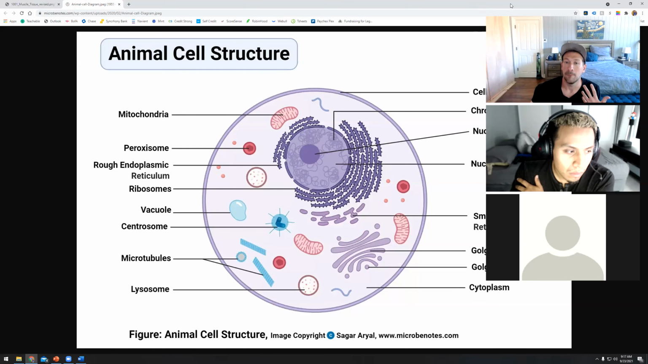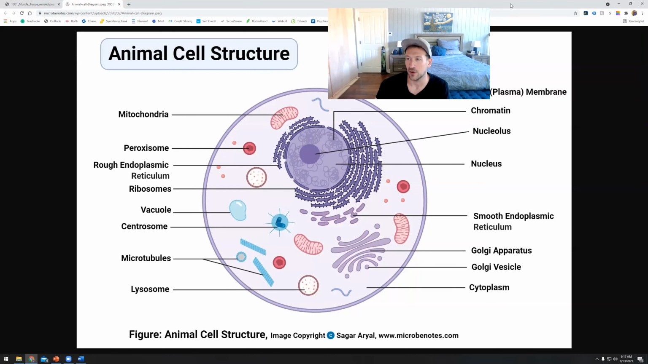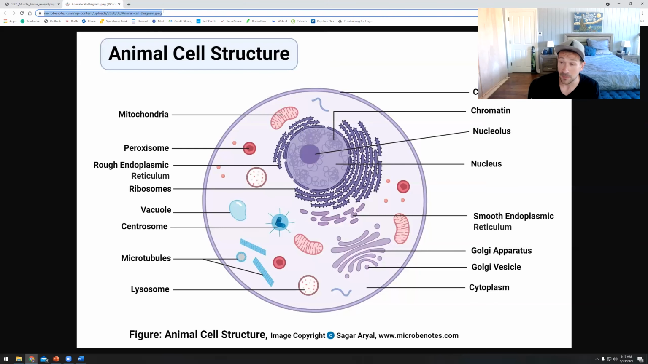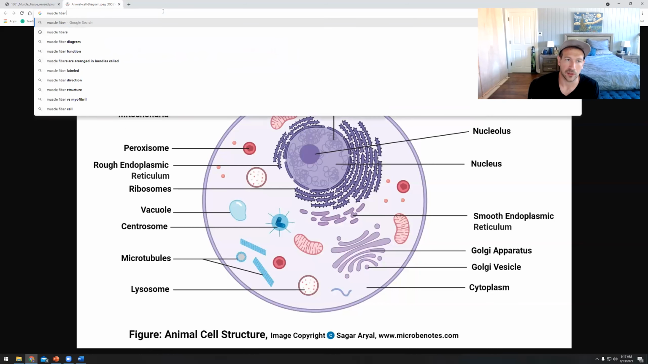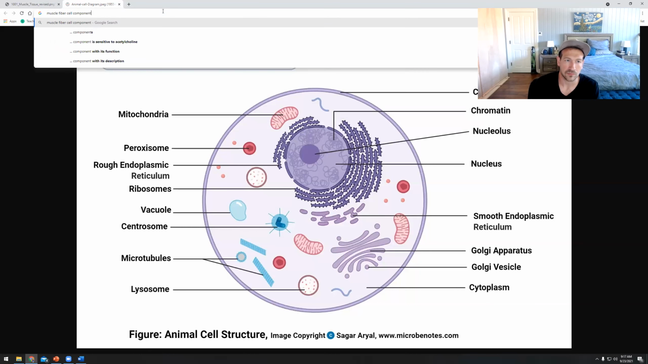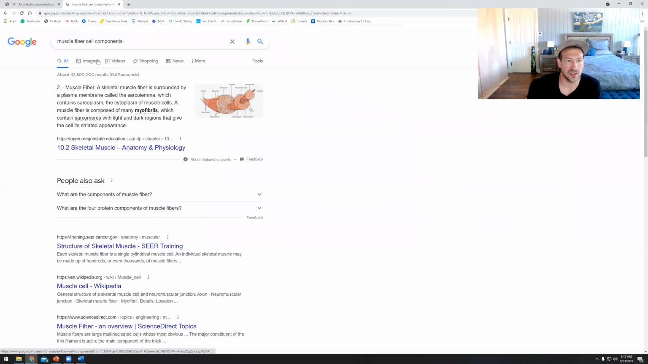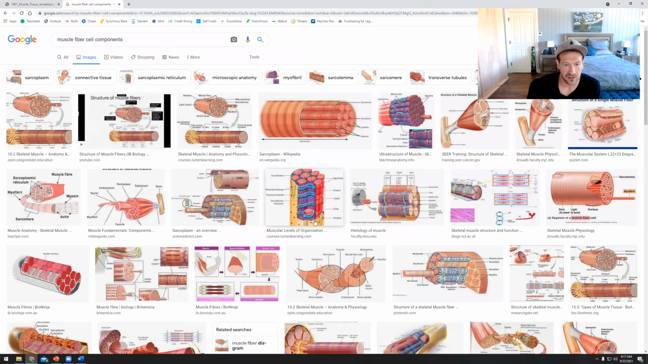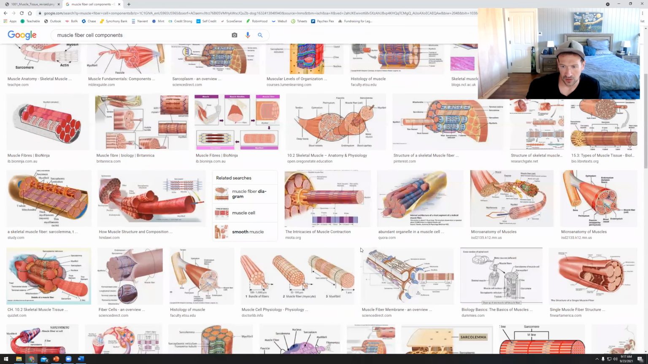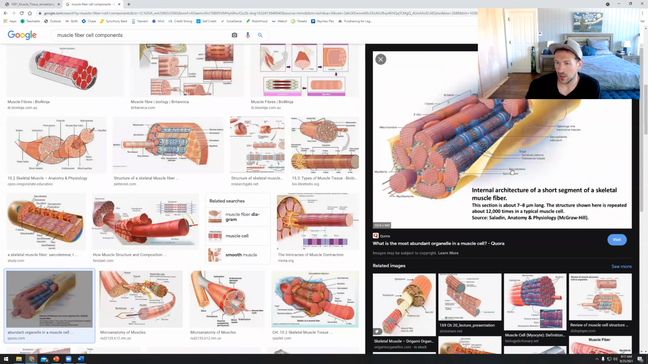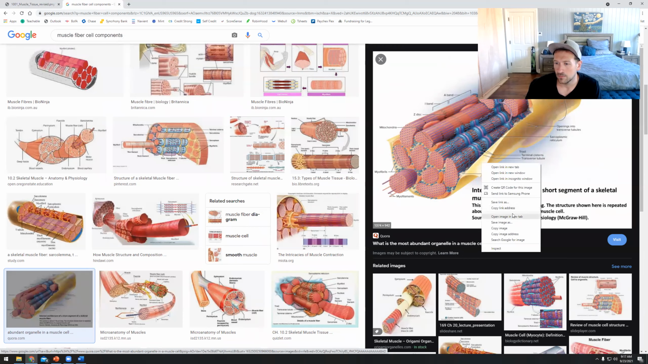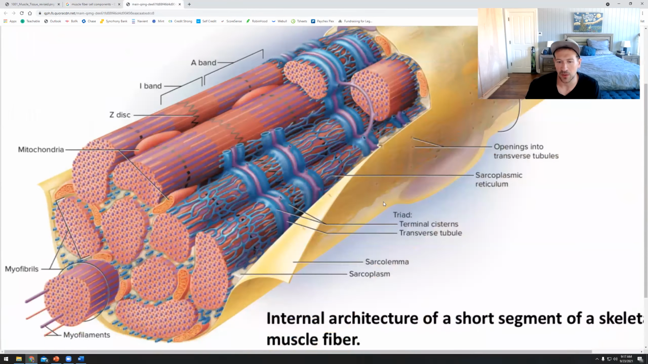Now, like I said, muscle fibers look a little bit different. They're going to be shaped slightly differently because they have to act differently, right? So if we look at a muscle fiber, it's going to look something kind of like this. Yeah, that's fine, we'll go with this one. So here's what a muscle fiber looks like.